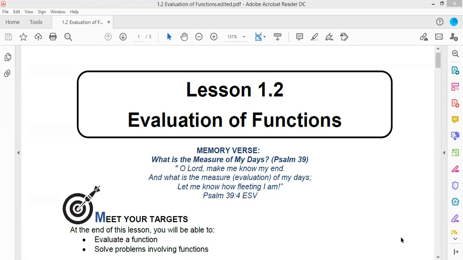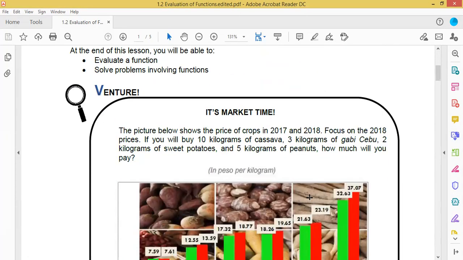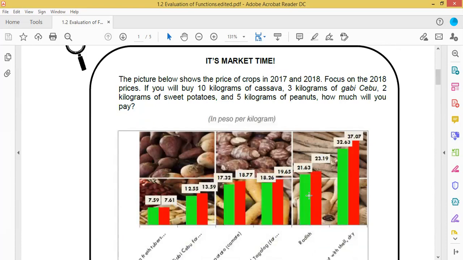At the end of this lesson, you will be able to evaluate a function and solve problems involving functions. Now, let's take the venture activity. These are the prices of the crops in 2017 for green and the red one in 2018. We focus on the red bars. If you will buy 10 kilograms of cassava, 3 kilograms of gabi, 2 kilograms of sweet potatoes, and 5 kilograms of peanuts, how much will you pay? Pause this video for a moment and answer the problem.